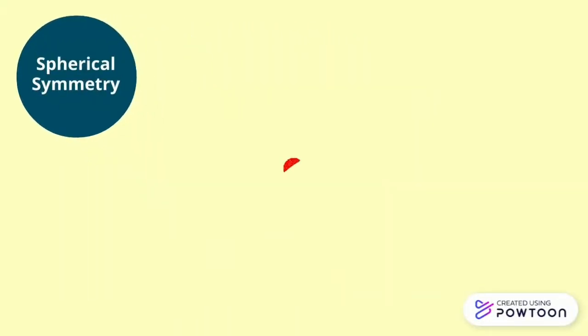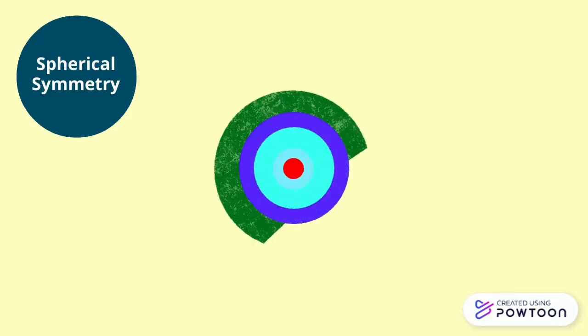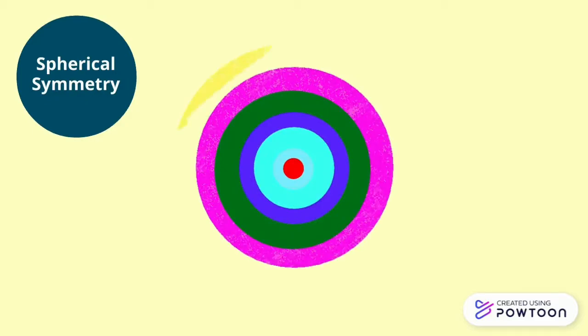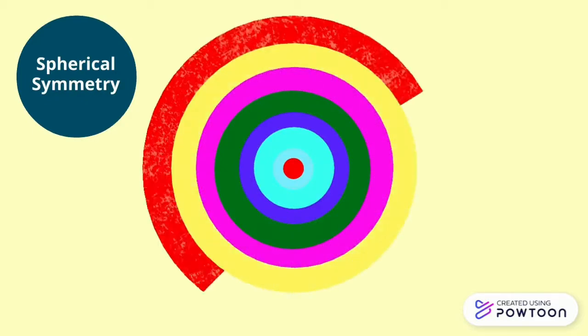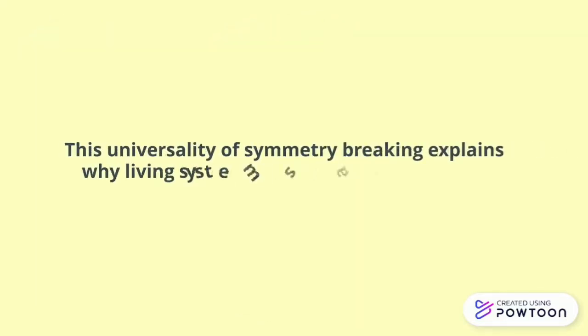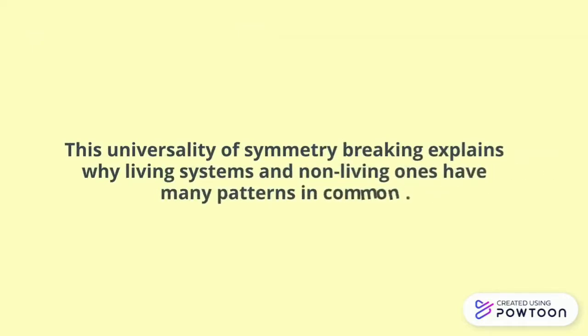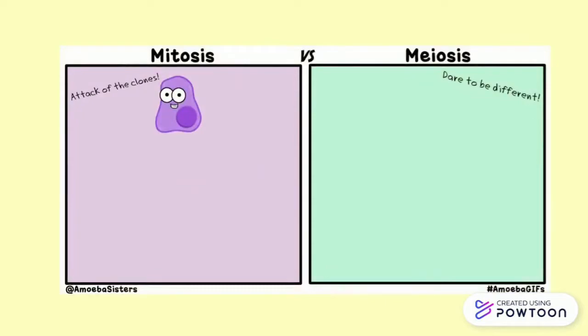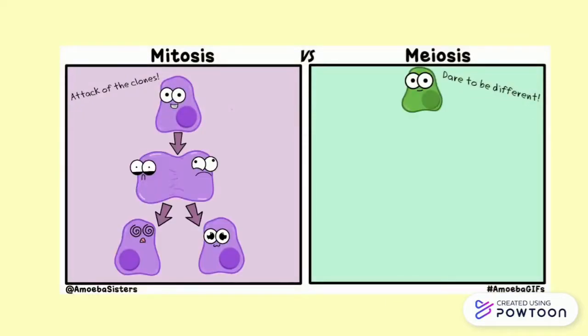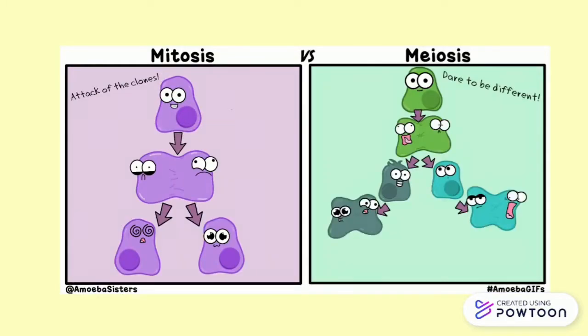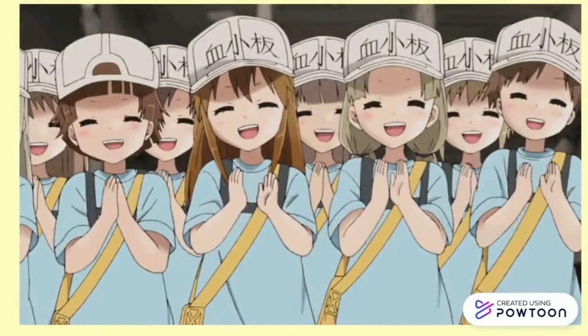Spherical symmetry is characterized by the ability to draw an endless, or great but finite, number of symmetry axes through the body. For an organism to exhibit spherical symmetry, its body must be shaped like a sphere, and all parts must be arranged or radiate equally around a center point. This universality of symmetry breaking explains why living systems and non-living ones have many patterns in common. Life itself is a process of symmetry creation or replication. The universe of biology is just as mass-produced as the universe of physics, and the organic world therefore exhibits many of the patterns found in the inorganic world.